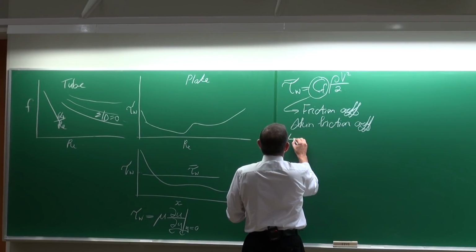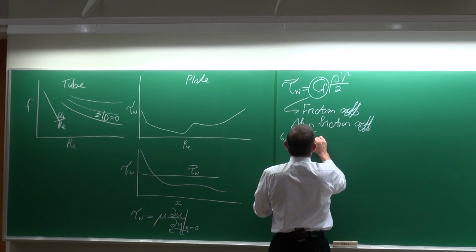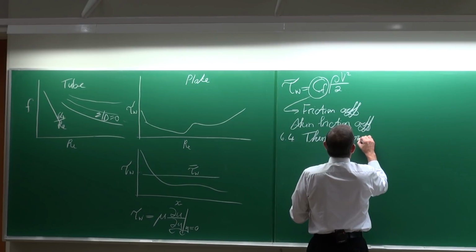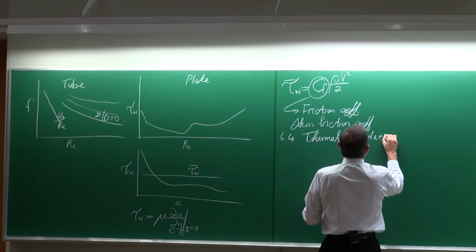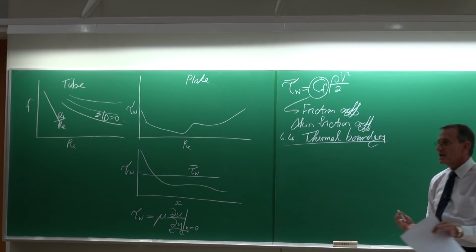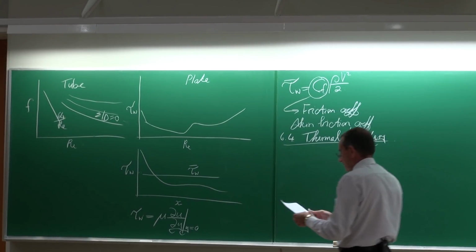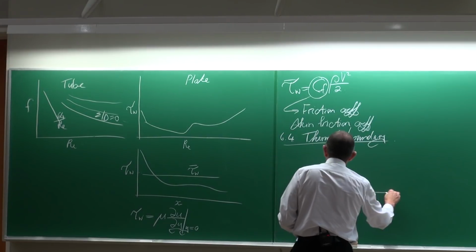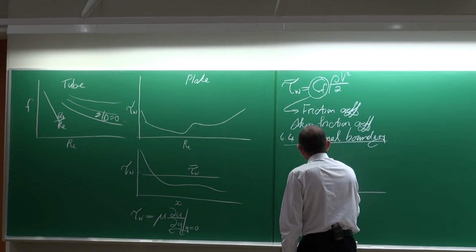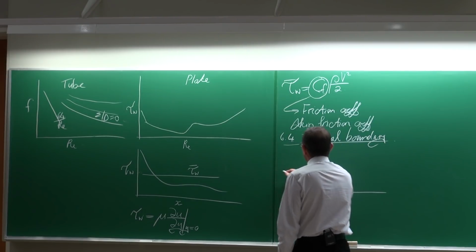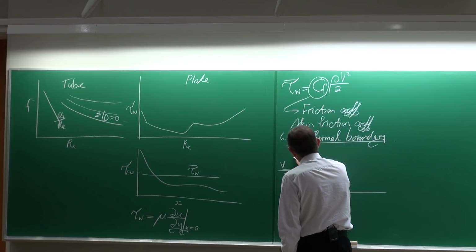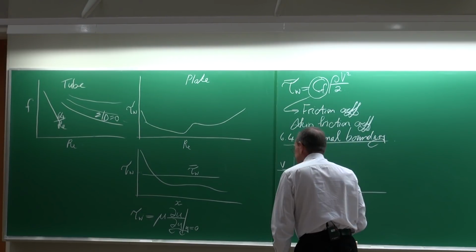Now let's introduce paragraph 6.4, the thermal boundary layer. Now the thermal boundary layer is very much the same as the velocity boundary layer. So if this is maybe a flat plate, and we look at the flow over this flat plate, there is the velocity, and now we want to go and measure the temperature.